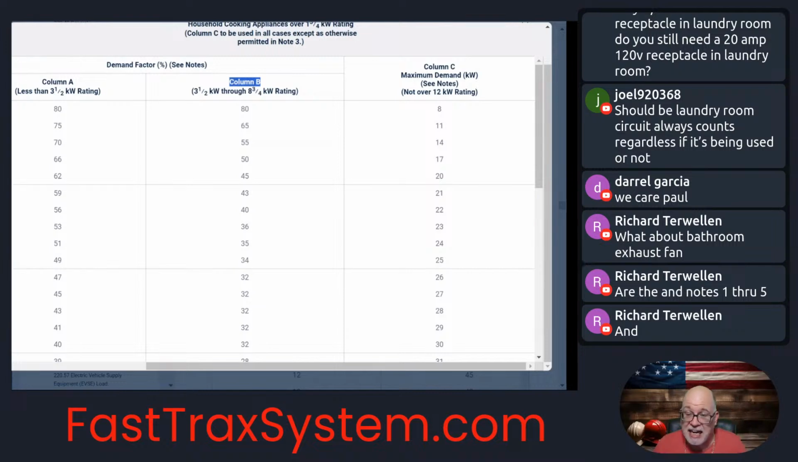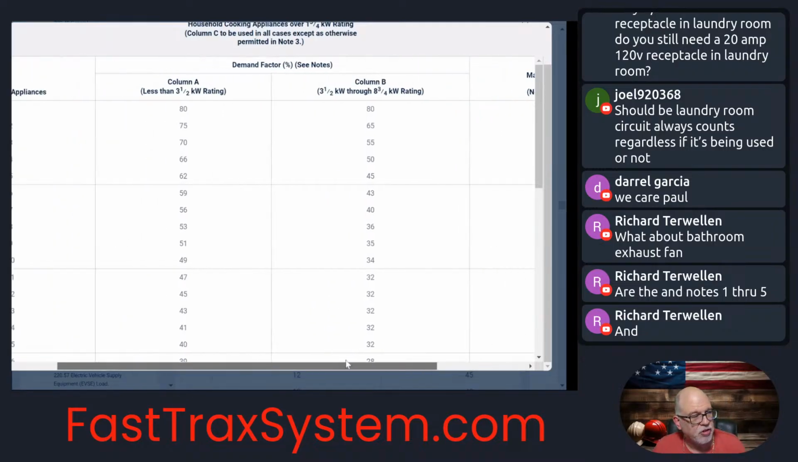But if it was 9 kW, then on your calculation, you just use 8. You see how that works? It is only until you get over 12 that you have to start using the various notes that are down underneath this table. And those notes are not informational notes. They are actual notes that are very applicable to your calculation.